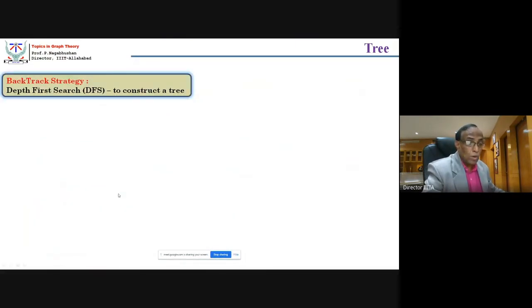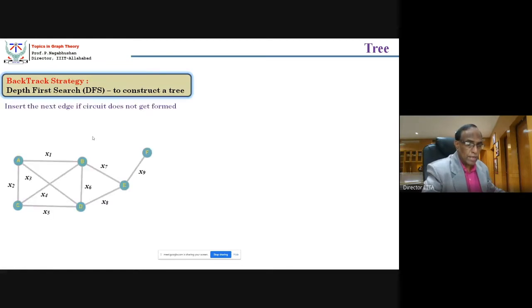Now, the other algorithm, the backtrack strategy. This is depth first search to construct a tree. Let us see what the algorithm is. I have not given you the data structure, but I have given you the diagrammatic representation of a graph. I have to construct a tree out of that. And of course, in between is the data structure on which you have to work, but the algorithm is the following.